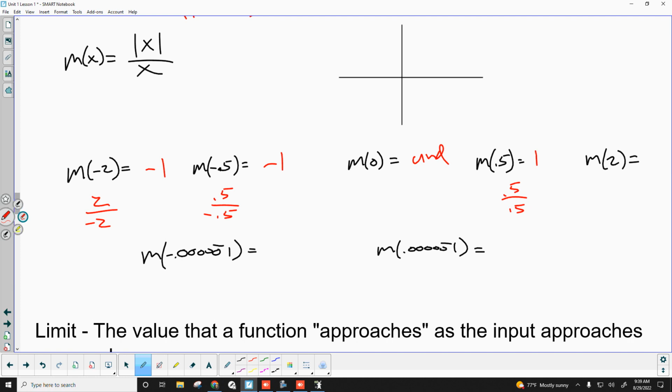Plug in 2, I get 2 over 2. The absolute value doesn't change it. We got a positive in the denominator. Okay, so we got a bunch of -1s. We got an undefined, and we got some 1.